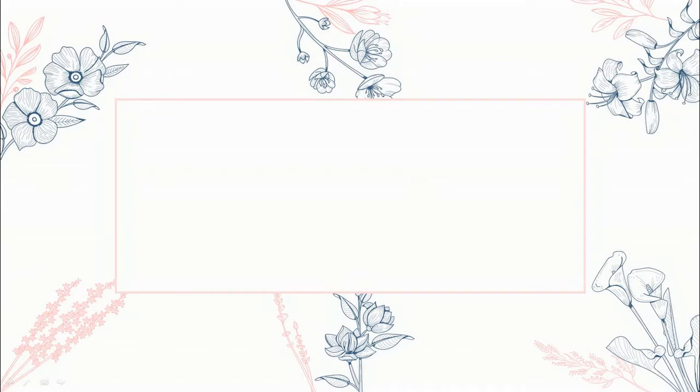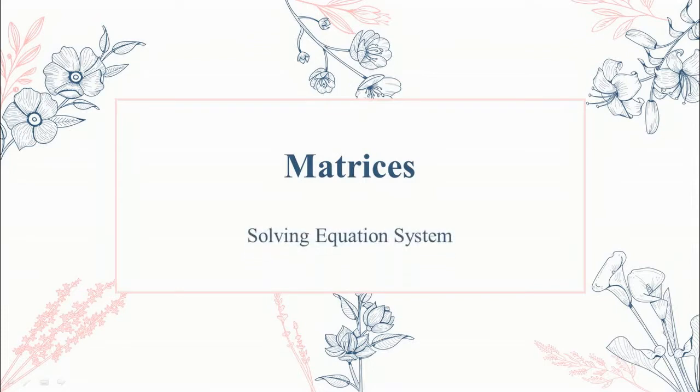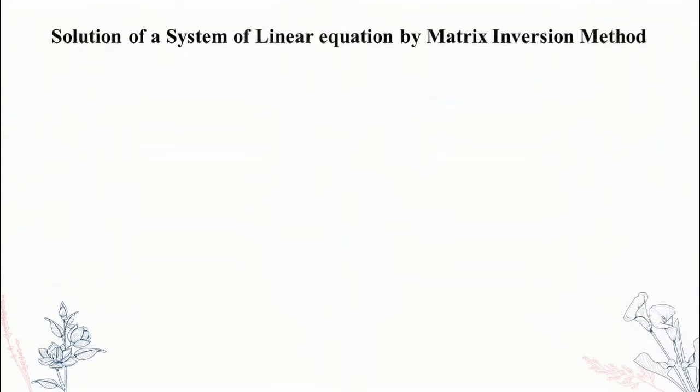Today we will learn about matrices with the last sub-chapter, which is solving equation systems, with Miss Rara. Without further ado, what is solving an equation system with matrices? The solution of a system of linear equations by the matrix inversion method. Actually, we already learned how to solve a system of linear equations in the previous meeting, but here we propose to solve it with the matrix inversion method.